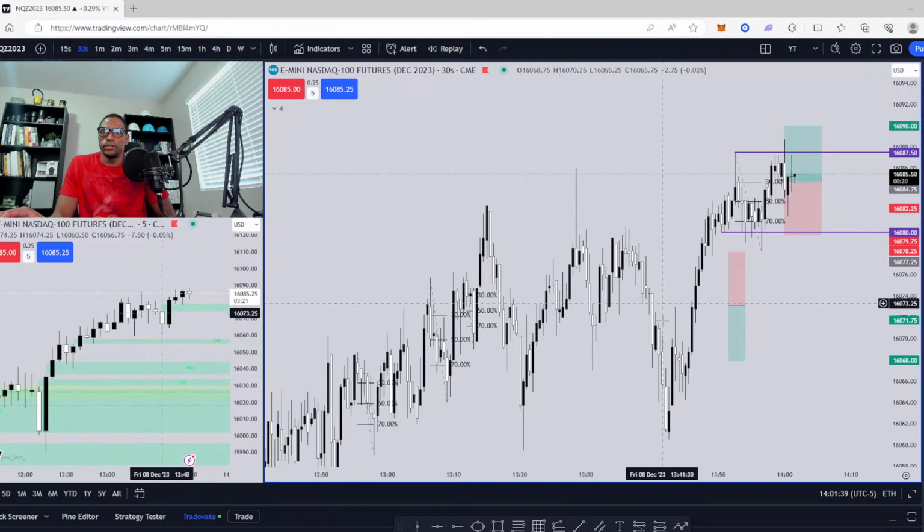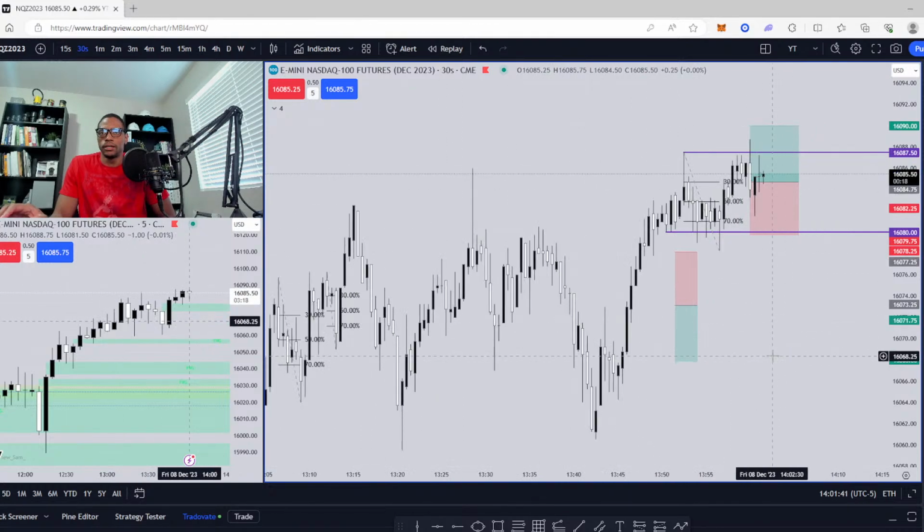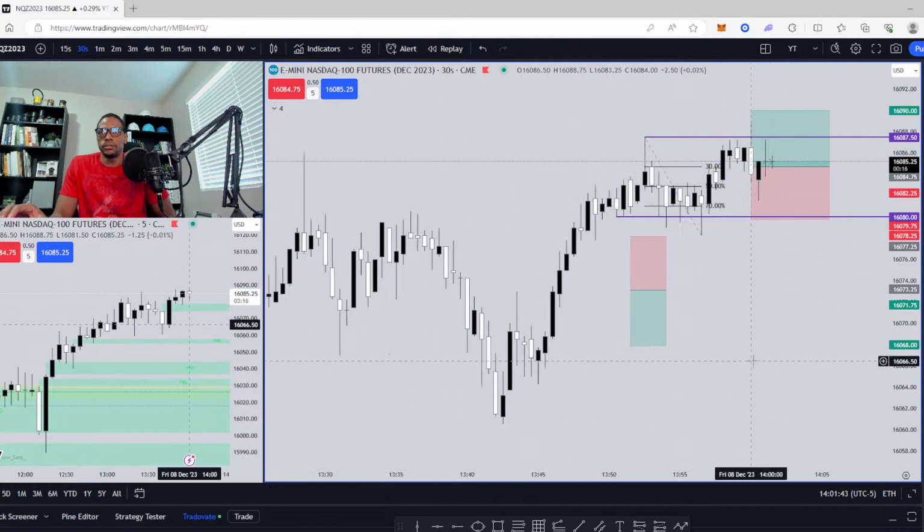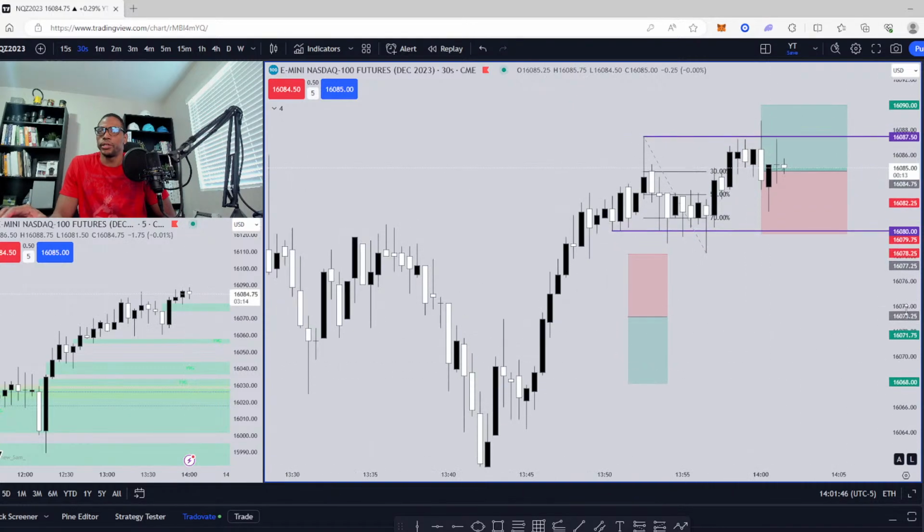It's slightly out of the range that we were in earlier. Not really enough for my liking, but it is out of that zone, so it's a different trade.